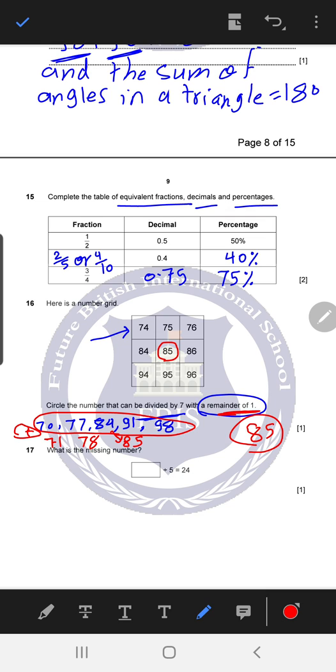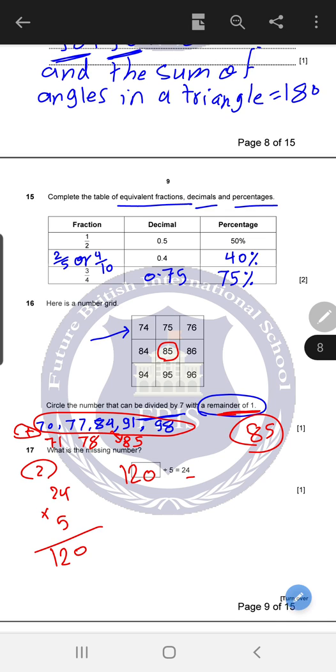What divided by 5 equals 24? It will be 5 multiplied by 24. 5 by 4, 20, 0 carry 2. 5 by 2, 10 plus 2, 12. So it's 120.